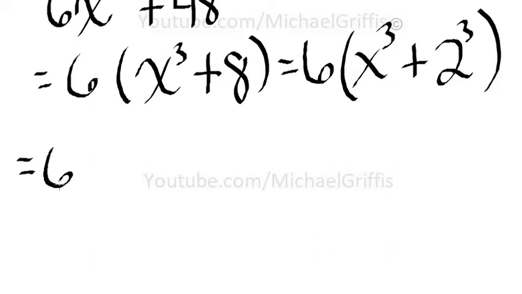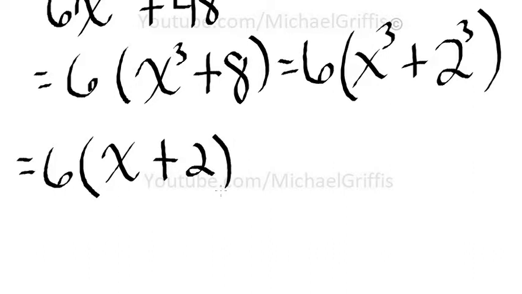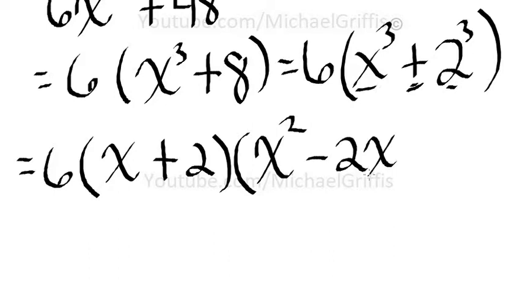Rewriting that, don't forget the 6, don't leave that off. So we have x plus 2 times x squared minus, remember it's a minus, it's the opposite. Whatever this sign is here, it's the opposite. So minus 2 times x plus this number here squared, which would give us 4.